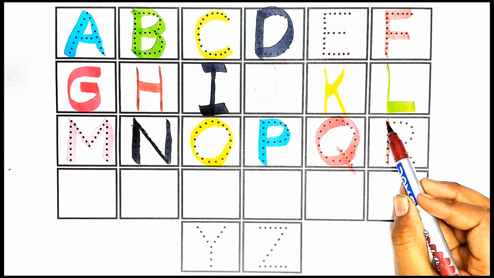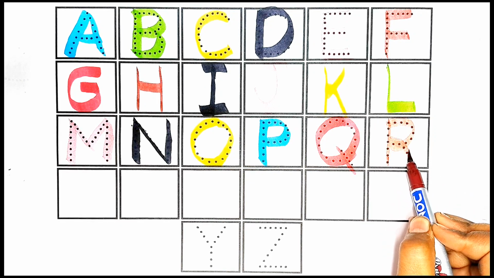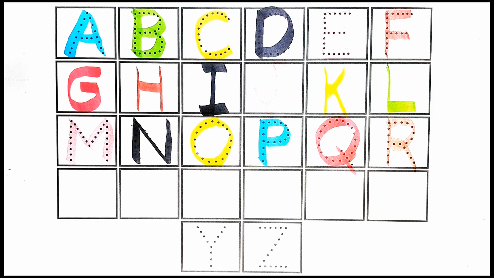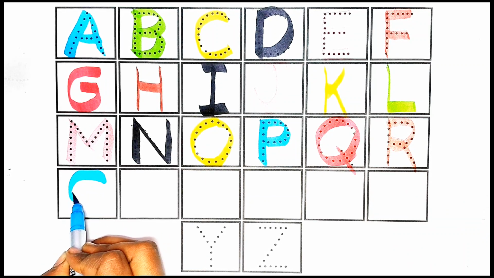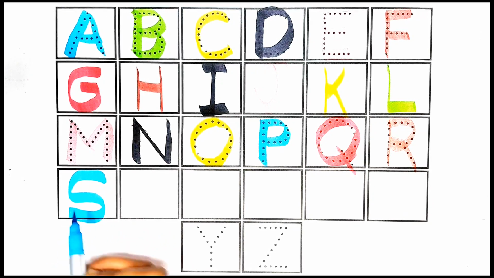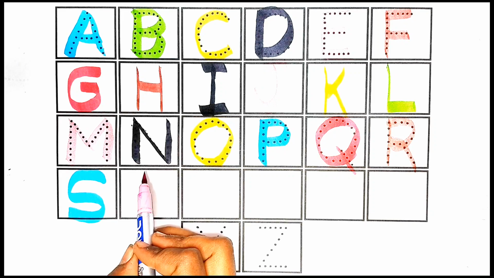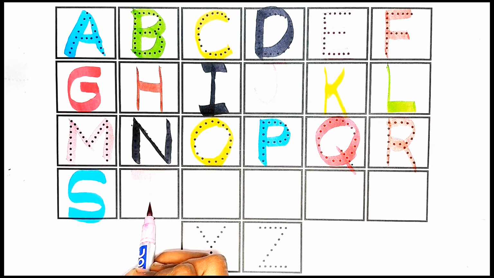R for rabbit, R for rabbit. S for sheep, S for sheep. T for tiger, T for tiger.